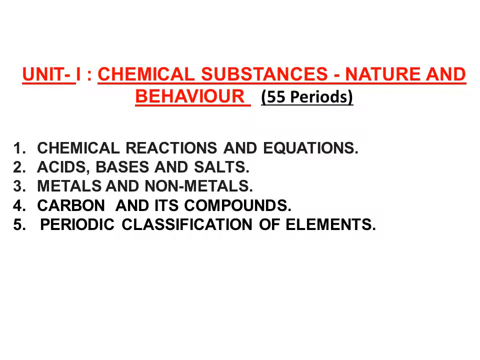Now the first unit is Chemical Substances, Nature and Behavior. It has 5 chapters. First chapter is Chemical Reactions and Equations, then Acids, Bases and Salts, Metals and Non-metals, Carbon and its Compounds, and the last one is Periodic Classification of Elements.